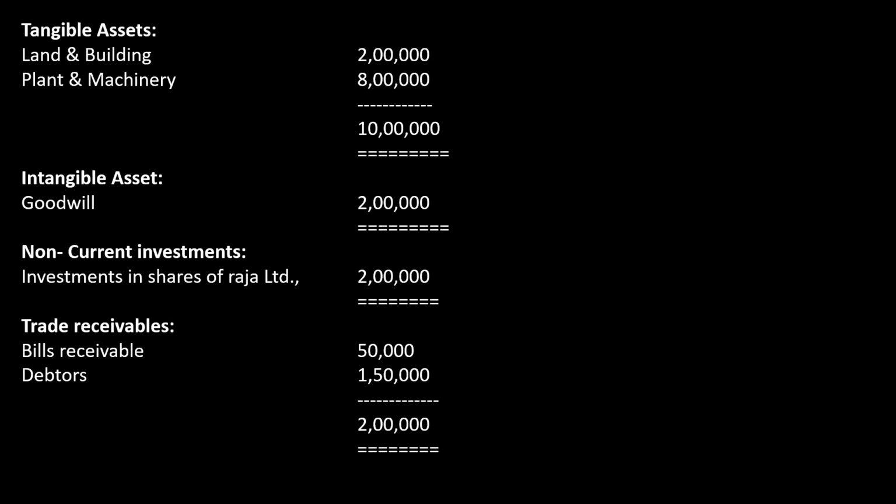The non-current investment, 2 lines. Then for trade receivable there are 2 values: debtors and BR. So which means you have to get the total over there. Okay. So these are all your notes to your balance sheet. Then I'll prepare the balance sheet now in the next slide.